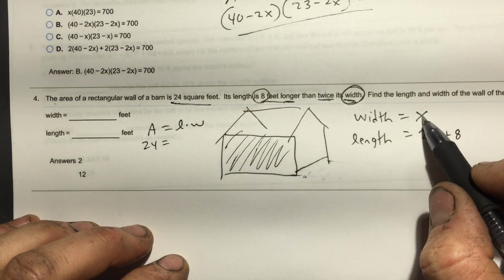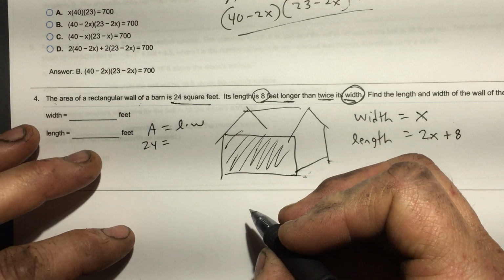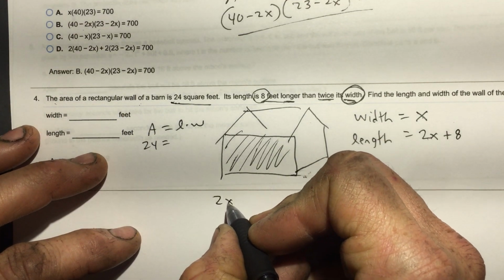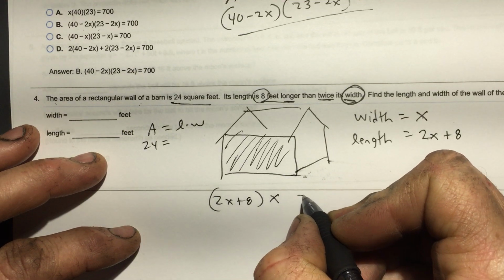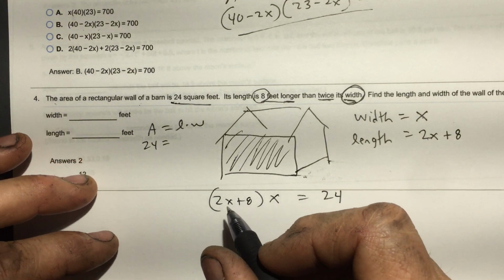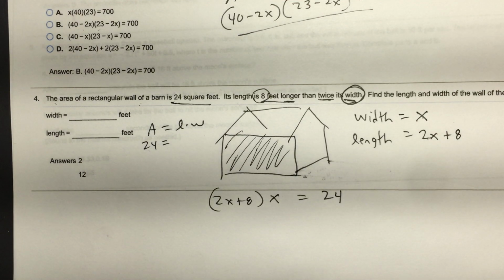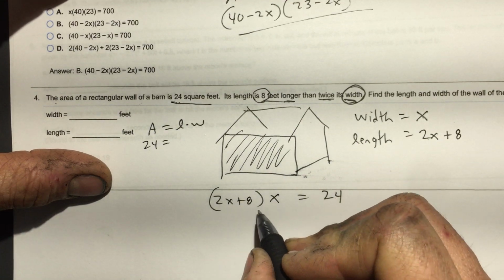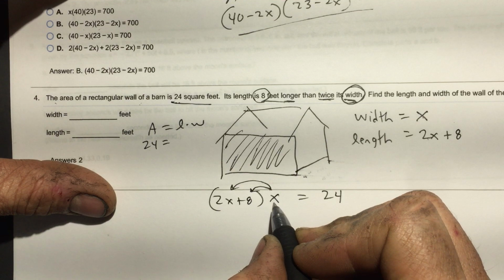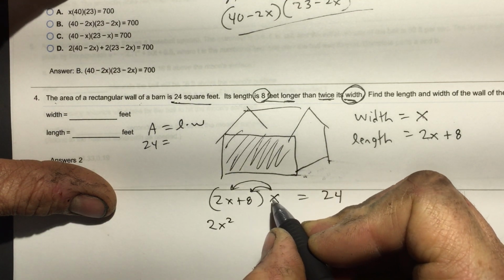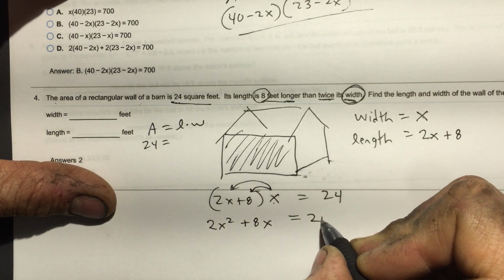And so these two should equal 24 if I multiply those. So let's set that up then. My length, 2x plus 8, times my width, which is x. That should equal 24. And so I've got it set up kind of like we did in the first 3 problems. And now I need to solve it. First thing I do is distribute. So x times both of these. x times 2x would be 2x squared. x times the positive 8 would be positive 8x. And that equals 24.